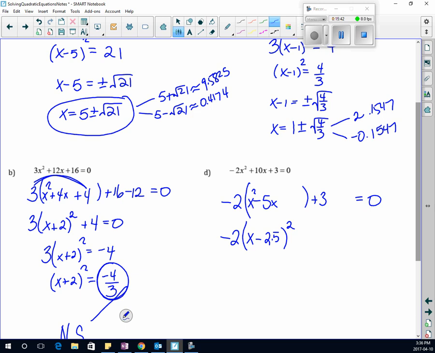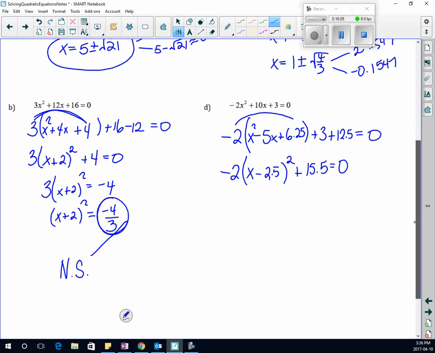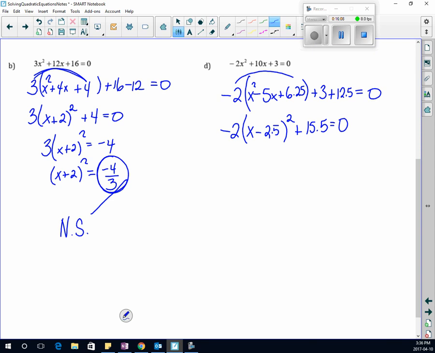So anyways, negative 2, if I take half of minus 5, that would be minus 2.5. And if I square that, that would be plus 6.25. So really, I didn't add 6.25. I actually subtracted 12.5, which means I need to add 12.5. So that is plus 15.5. Now I need to complete the solving process. I completed the square process. I got to complete the solving process. So move the 15.5 over. So I get negative 15.5.